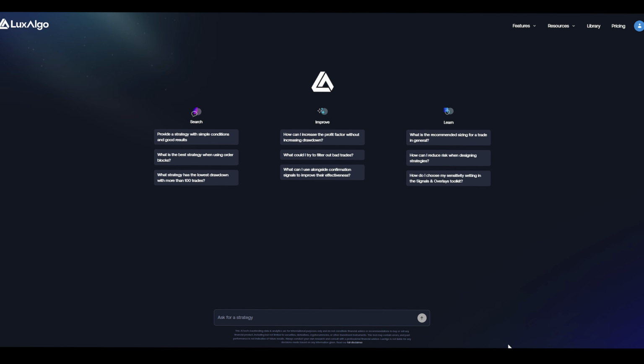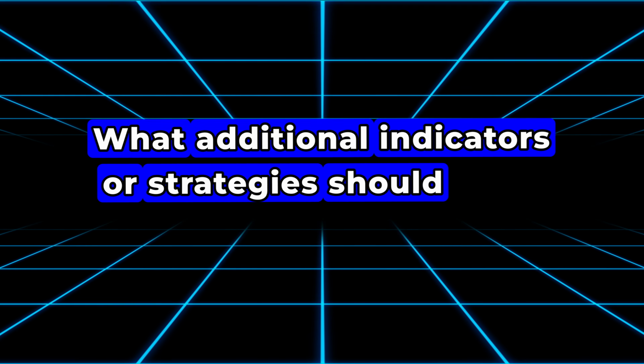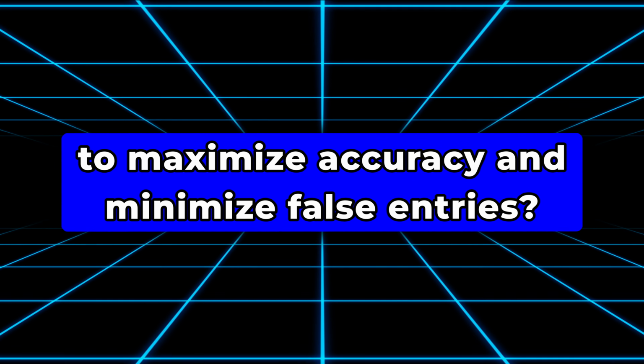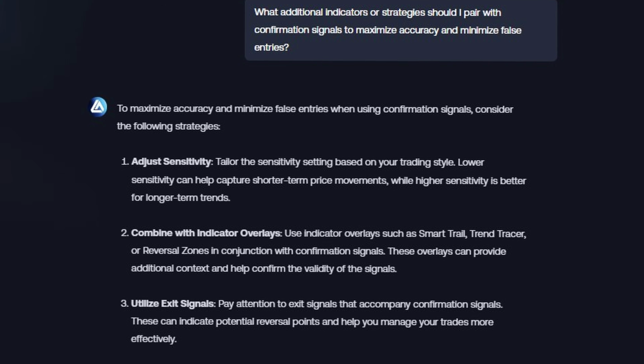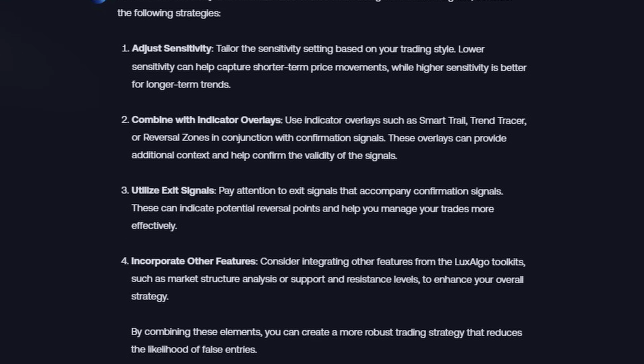Imagine having a trading assistant that's not only as smart as ChatGPT, but tailored exclusively to LuxAlgo's premium toolkits. What if you could ask it complex questions like, what additional indicators or strategies should I pair with confirmation signals to maximize accuracy and minimize false entries, and get an in-depth, back-tested answer instantly? Well, with LuxAlgo's brand new AI feature, you can.